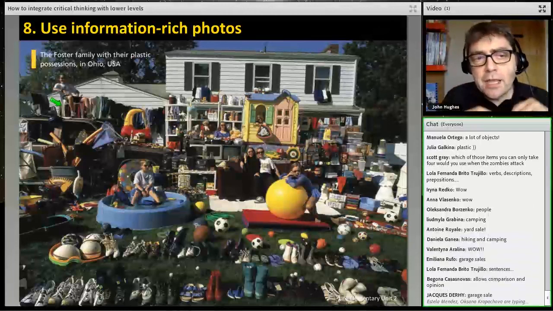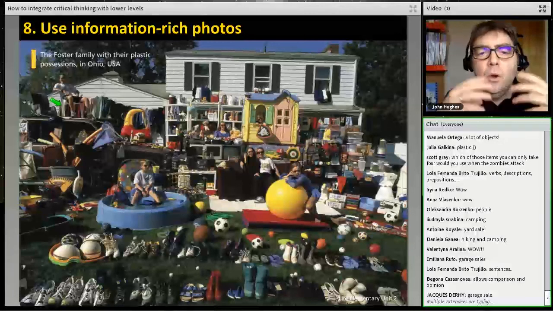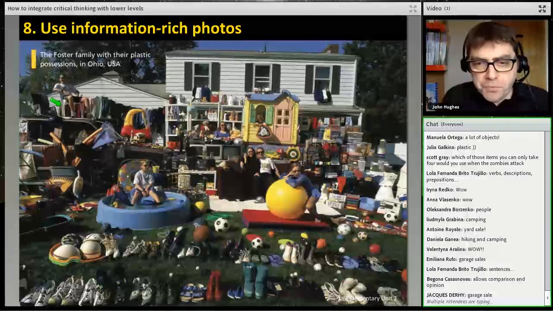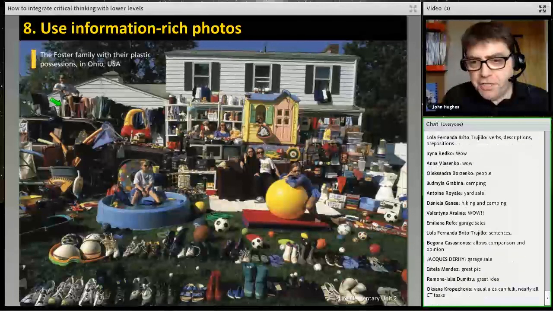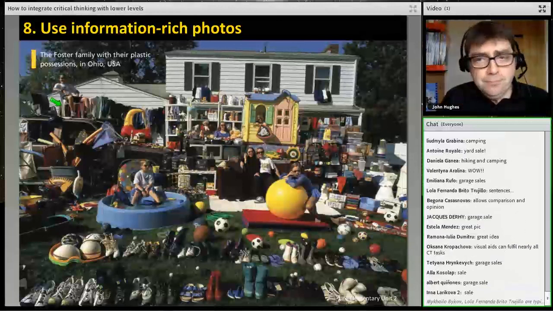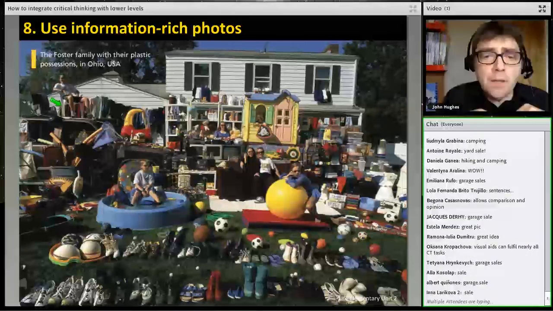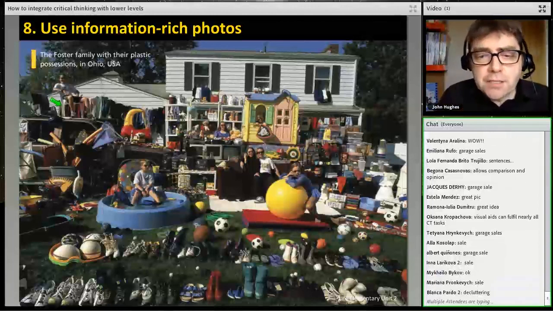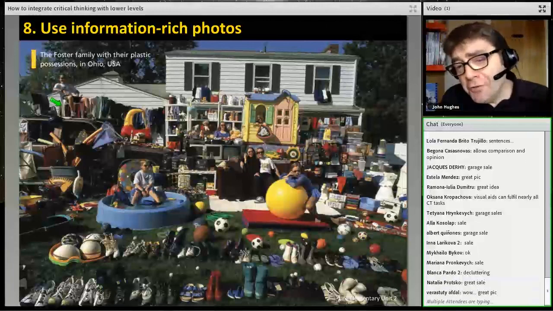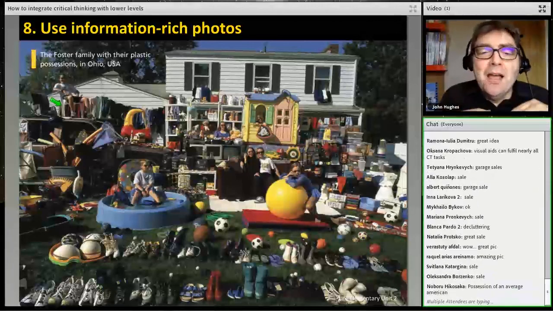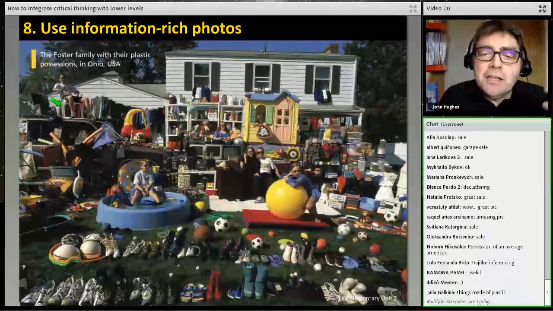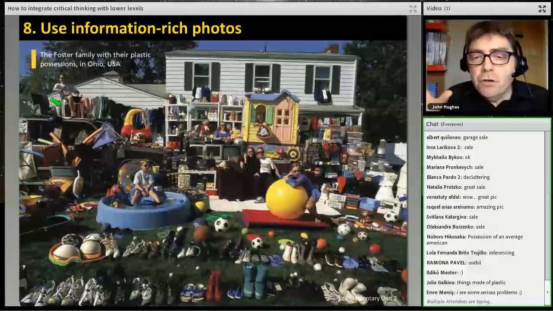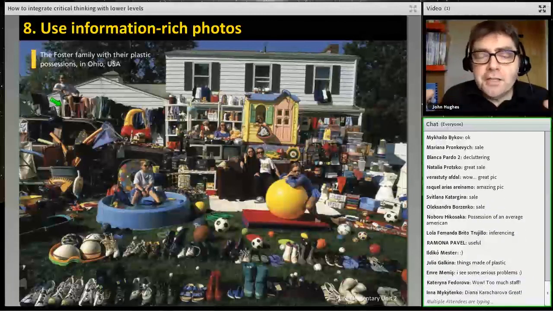I could say, what does the photograph show? Why have they got all the objects there? Jacques just suggested it's a garage sale. It might be. You could say, why does the family have all of these objects? Maybe they're decluttering, although that's a high level word, but yeah, they could be. I could ask the students, what are the objects made of? And Julius said they're things made of plastic.